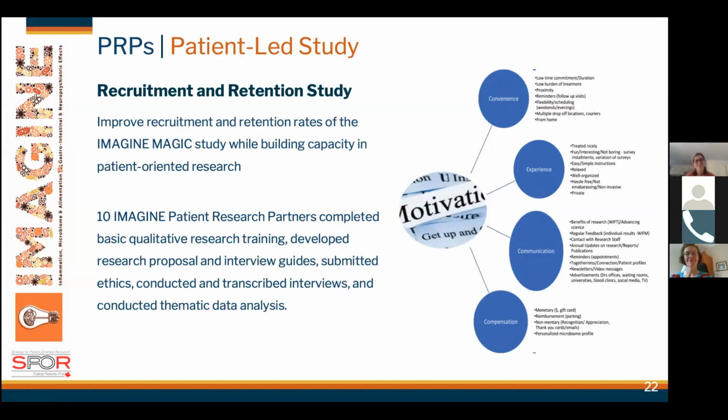Over a 4-year period for this Imagine study. These were some of the common themes that came out. And now we have the job of looking at implementing and finding some strategies that can help increase that recruitment and retention.